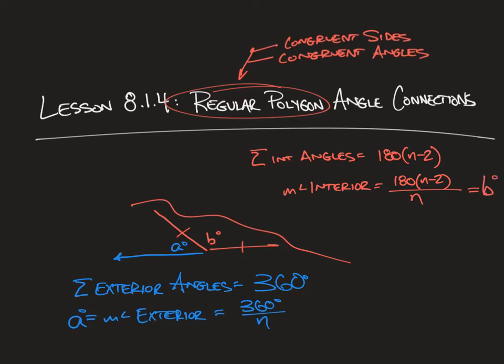And then, of course, there's one more relationship that's worth noting here. A plus B is 180 degrees. You get that from a straight angle pair. Okay, so that's a quick overview of things we've done in the past. Let's now jump into the notes page.